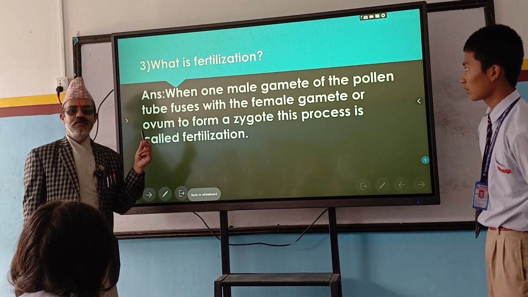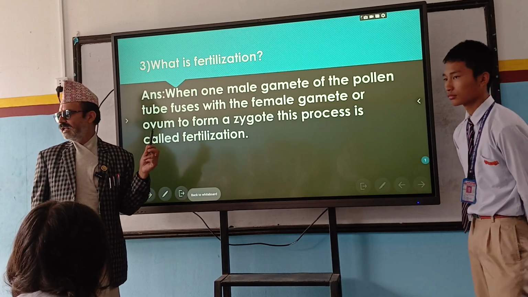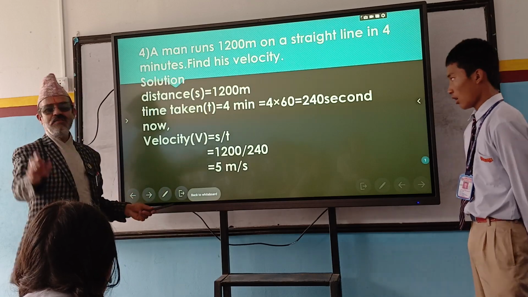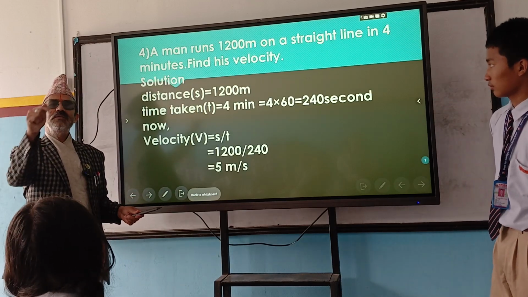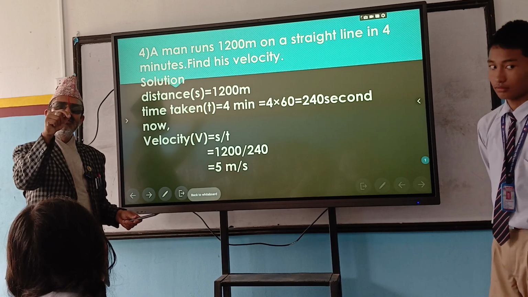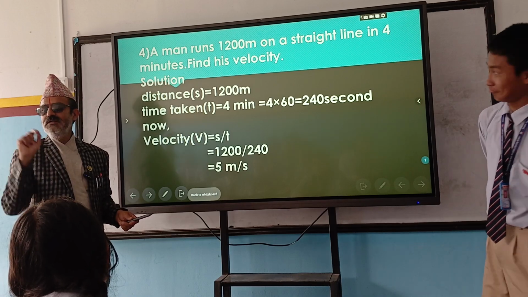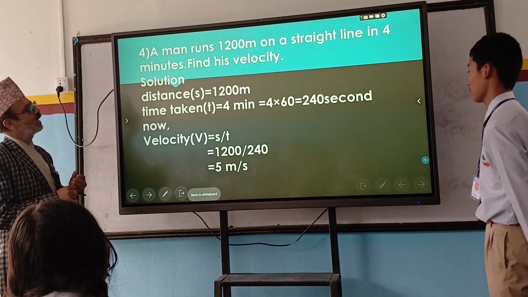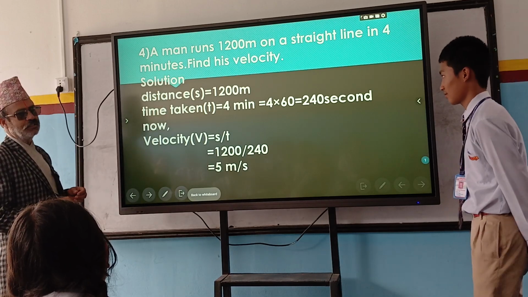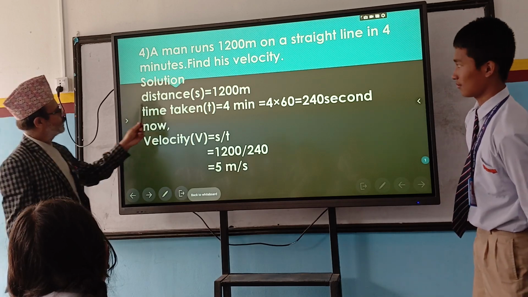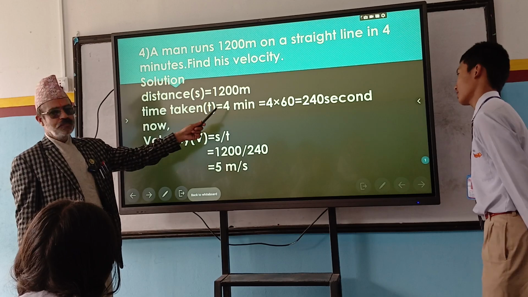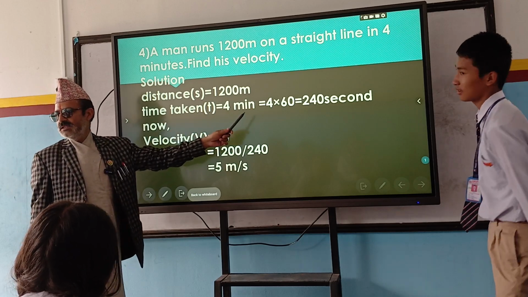Yesterday, one question was there, diagram to show the fertilization. Yes or no? Those things you have to practice. Questions are very easy, but main thing is answer. Whether you make your answer easy or difficult. A man runs 1200 meters on a straight line in 4 minutes. Find his velocity. How do you do? Distance is how much? 1200 meters. Time taken is how much? 4 minutes. But minute must be changed into seconds.